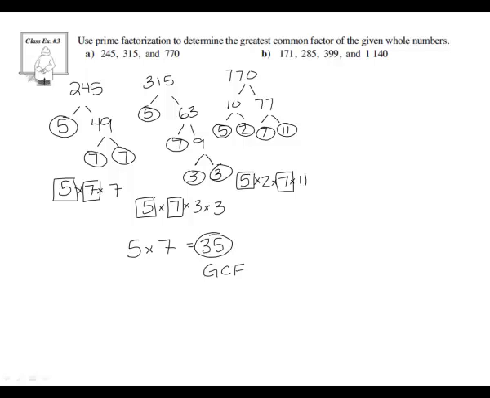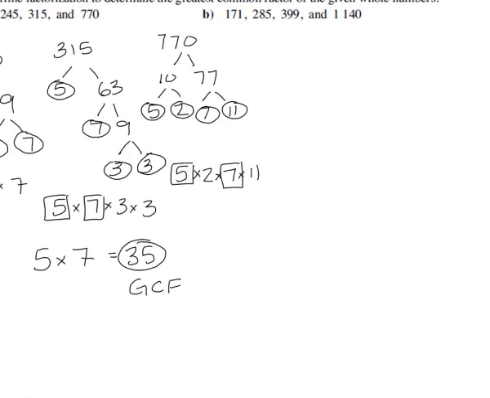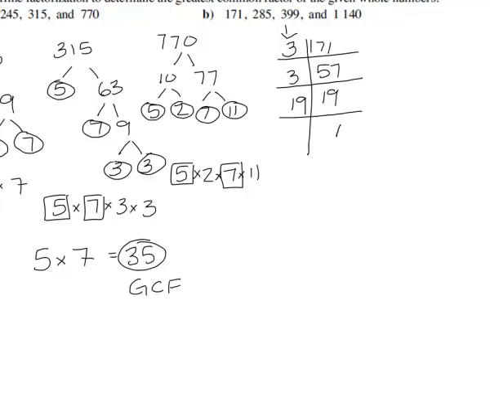Let's look at the next example. This time I'm going to use a division table. I'll start with 171. Remember, with the division table, the numbers you put to the left have to be prime. So I'm going to start by dividing by 3, which will leave 57. And again, I divided by 3, which left 19. Don't stop there. Make sure you continue on until your right column equals 1. So again, I divided by 19 to get down to 1. The answers in my left column are my prime factorization.